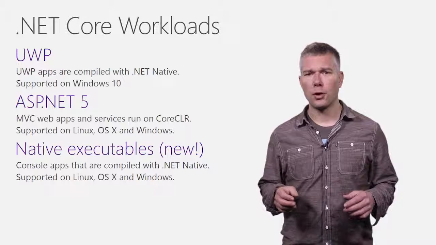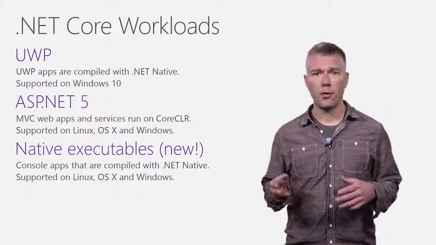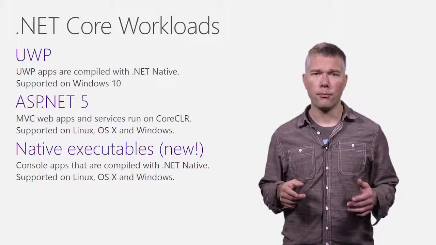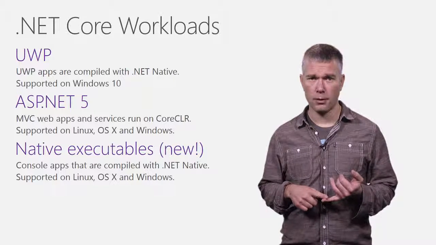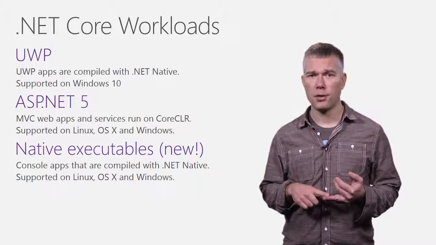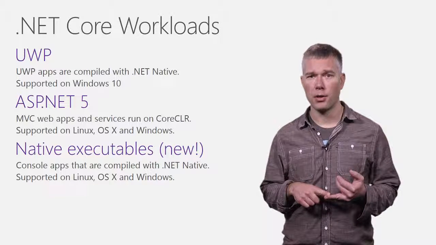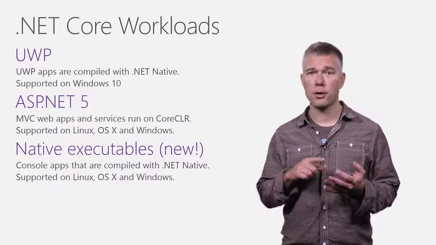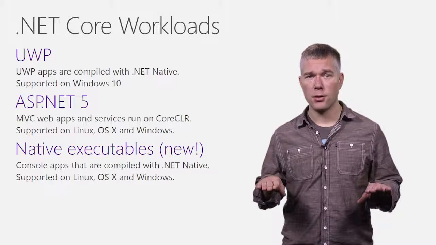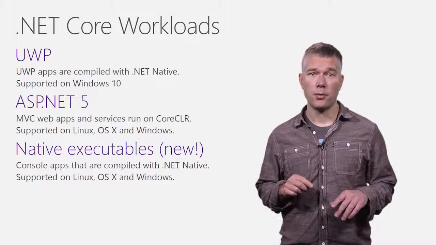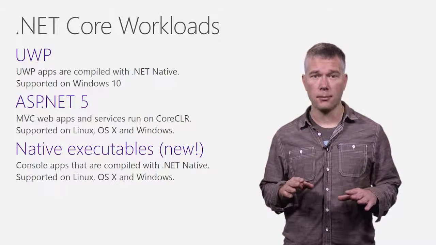There are multiple workloads that run on .NET Core. We've already covered them, but it's good to list them out. Universal Windows platform apps use .NET Core in the form of .NET Native. ASP.NET 5 is a web and services framework that runs on top of .NET Core on Windows, Linux, and OS X. It abstracts the base OS so that you can write one app that runs without modification on those OSs.